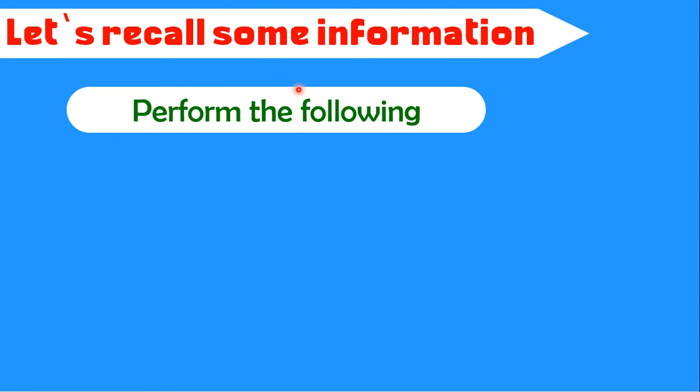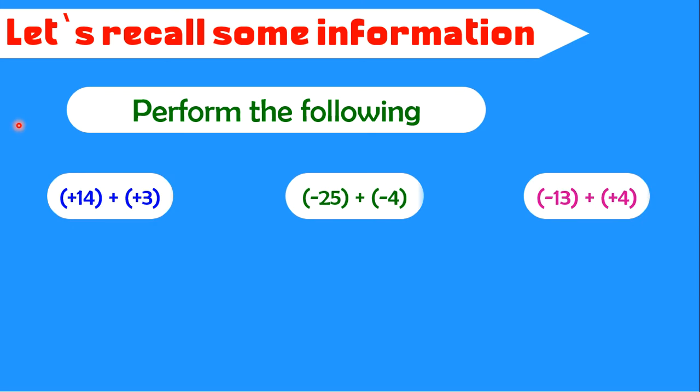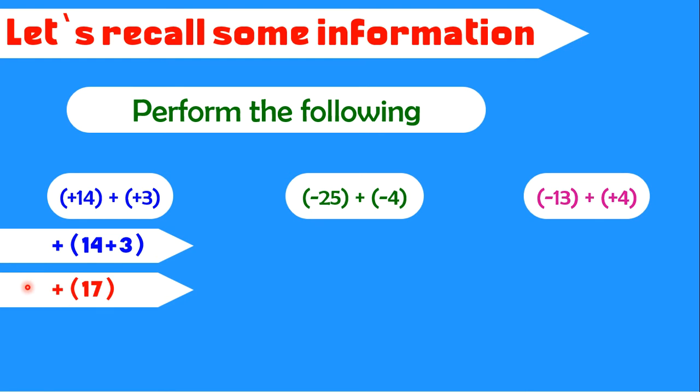Let's recall some information. We have to perform the following. I will give you some time. Now let's do it together. Let's start with this. We have a positive sign number added to a positive sign number. As we said before, we put the positive sign, then we add both numbers, 14 plus 3. This will give us plus 17.